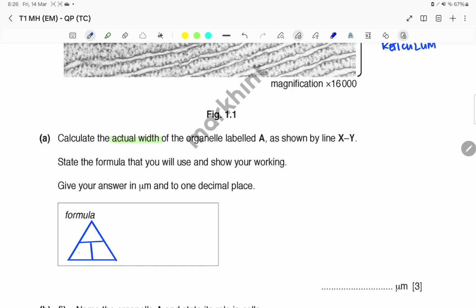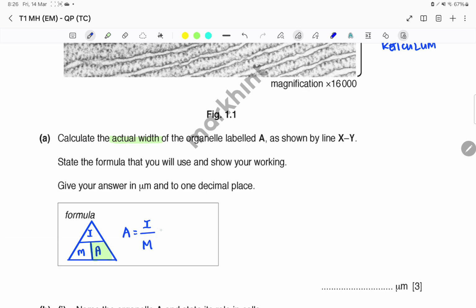So magnification is image size over actual size. And if we cover one, we want to calculate the actual width. So let's just highlight that bit. So actual width, A, is equal to I over M, magnification.